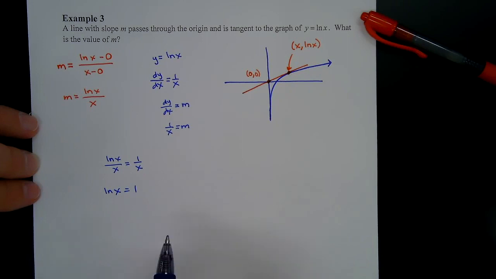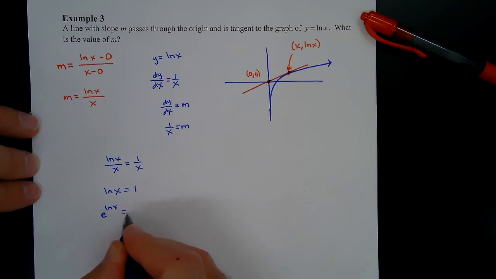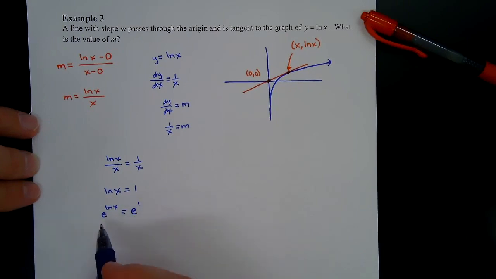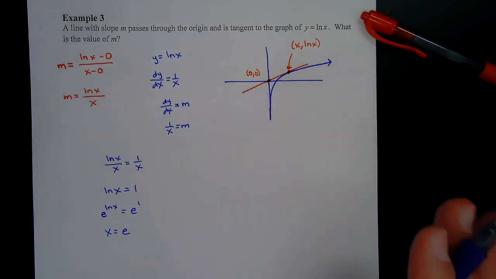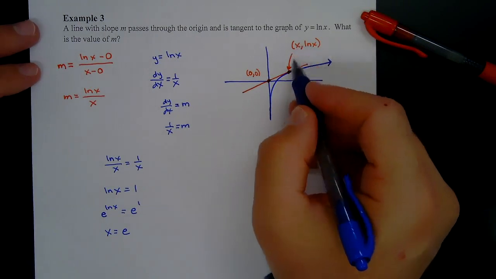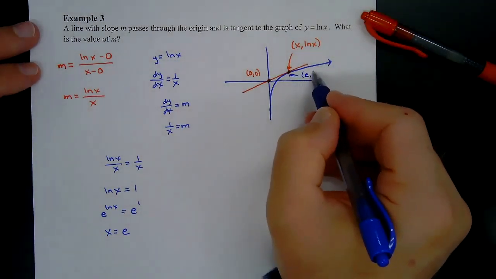And then to solve this, I can exponentiate with base e. So this is e to the ln of x is equal to e to the first. E to the ln of x, they undo each other. So this gives you x is equal to e to the first, which is e. Now we're trying to figure out what the slope is, right? This will happen at this value of e right here. This is going to happen at e comma ln of e.